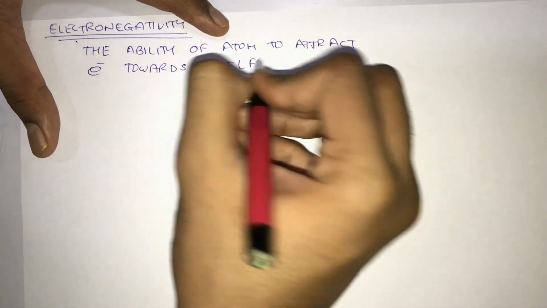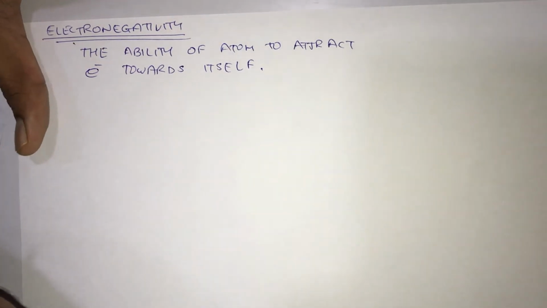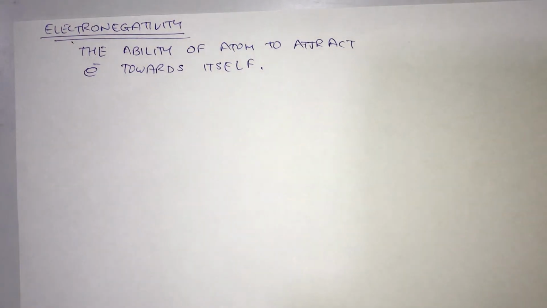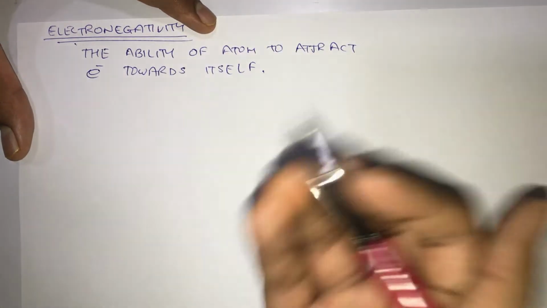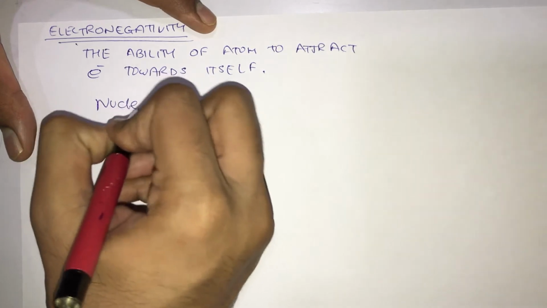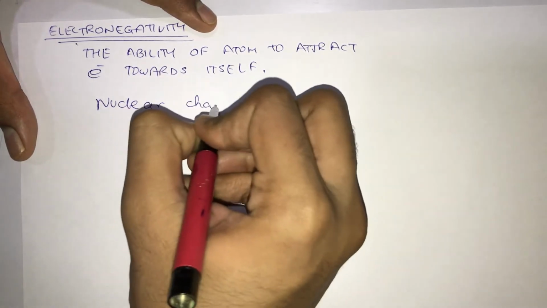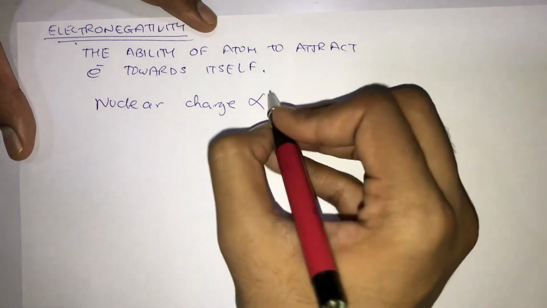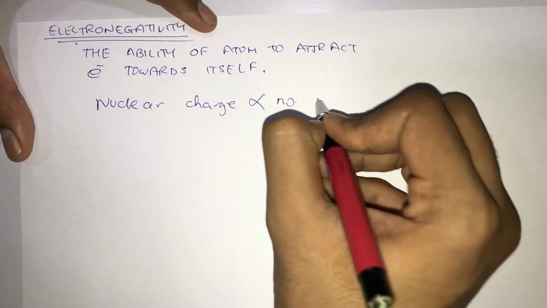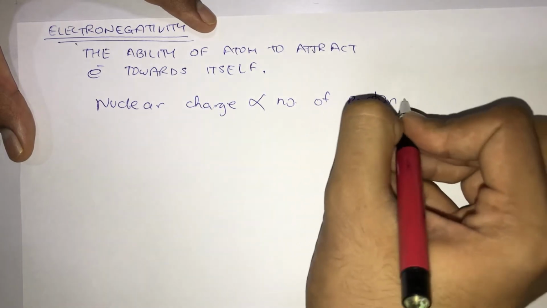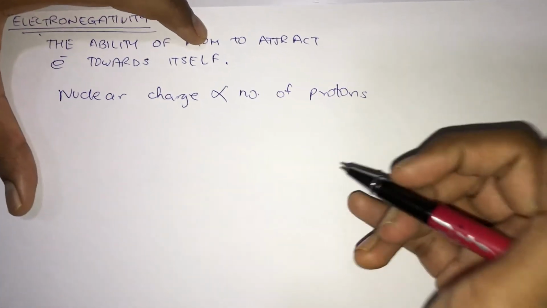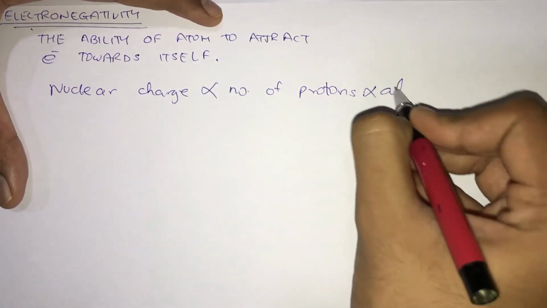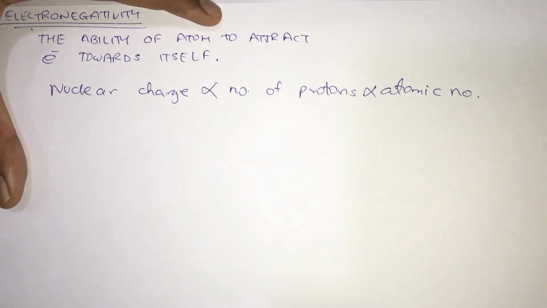Okay, so in simple words, if I had to define electronegativity, electronegativity is nothing but the ability of an atom to attract electrons towards itself. Now, as we all know, the nucleus has the nuclear charge, am I right? And this nuclear charge is completely dependent on the number of protons. So if the number of protons is greater, then it is obvious that the nuclear charge will also be greater. And when will the number of protons be greater? When the atomic number is greater.